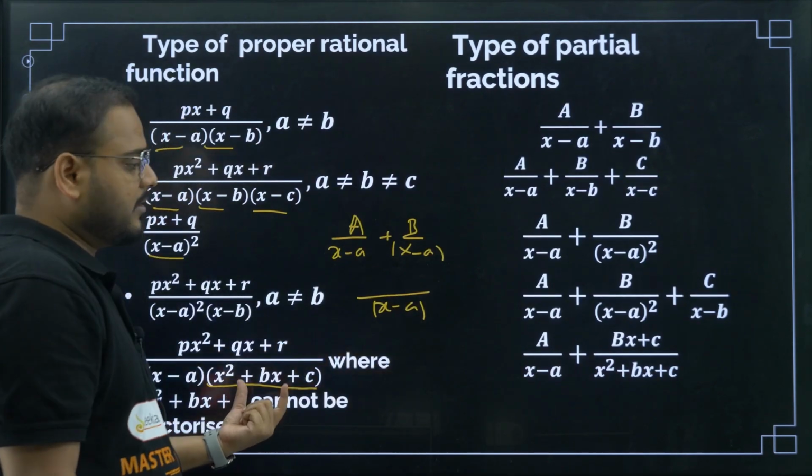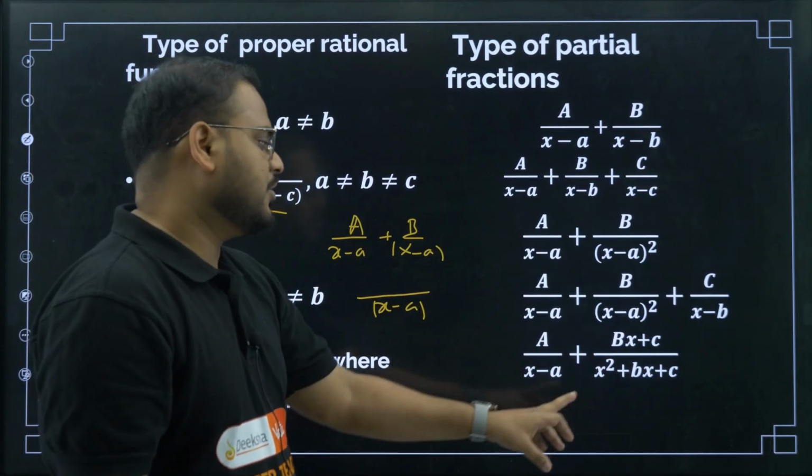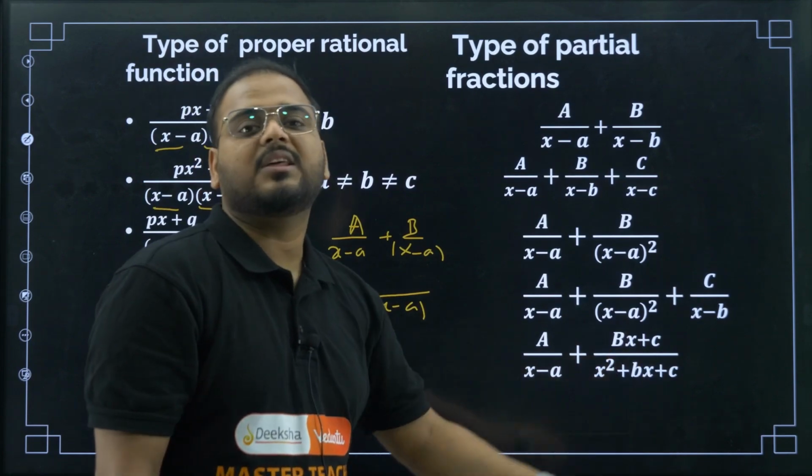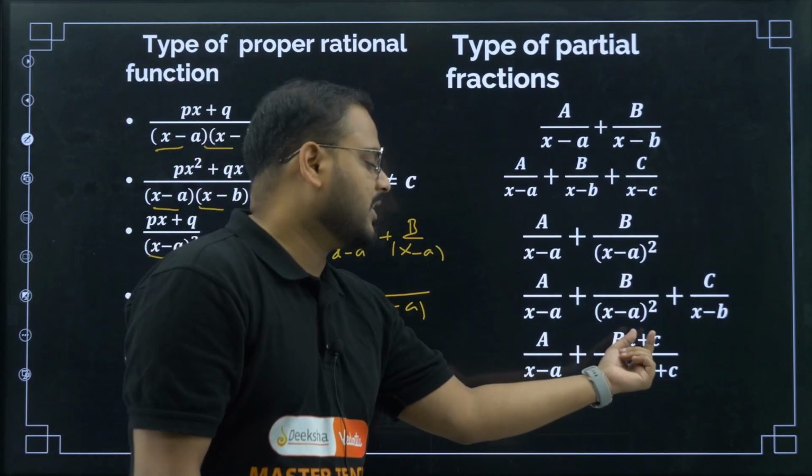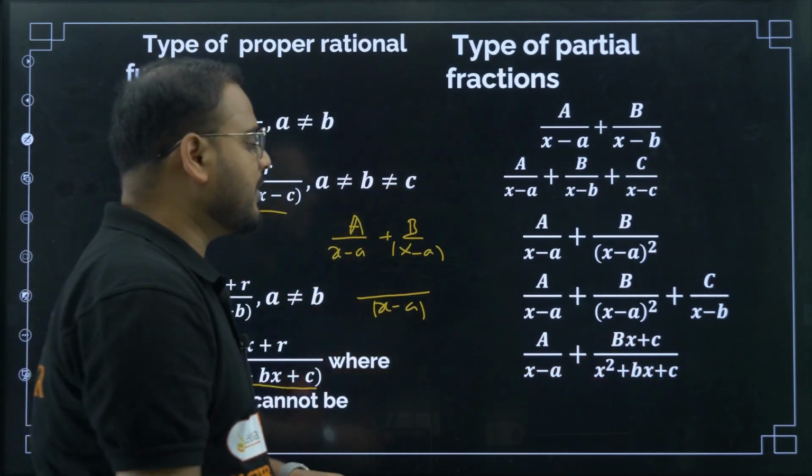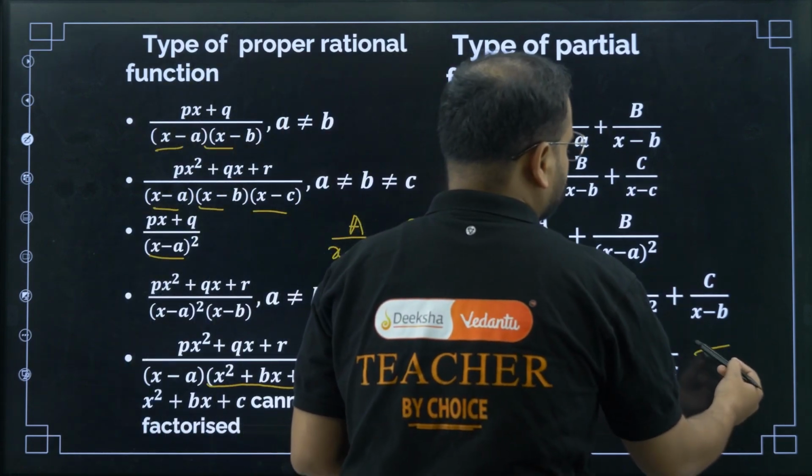But for this quadratic, we can't factorize it, right? So we'll write bx plus c. We'll take a linear expression as my variable assumption, bx plus c, as my partial fraction. This is also very, very important. I think I've taken a question on this also.